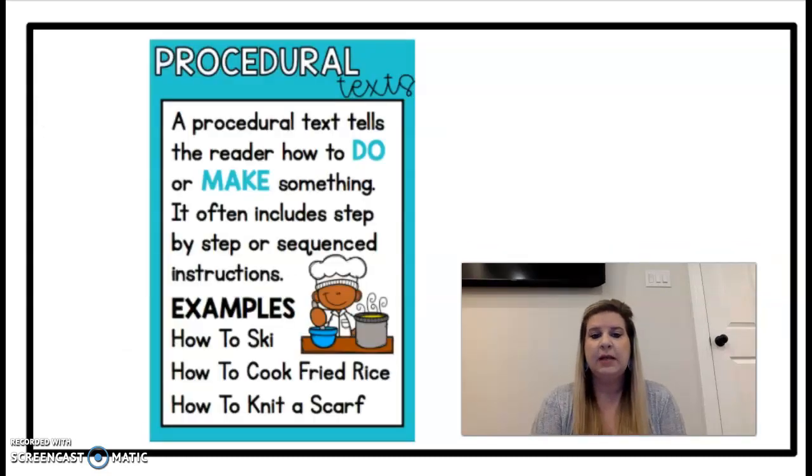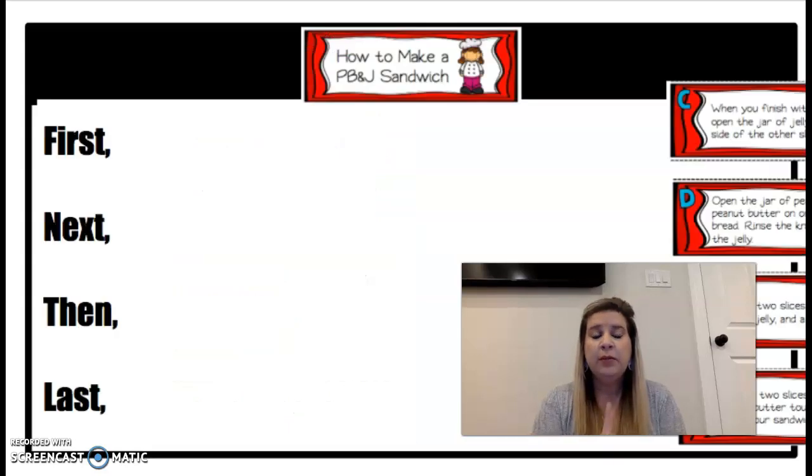So a procedural text tells the reader how to do or make something. It often includes step-by-step or sequence instructions. That's going to be one of the main things to remember today, is that we need to put in step-by-step or sequenced instructions. Some simple examples are how to ski, how to cook fried rice, or how to knit a scarf. So again, one of the most important things to remember when you are writing a how-to or a procedural text is that you need to remember to include transition words. So step by step how to do something. So here's some examples of some transition words that we've used before. First, next, then, and last.